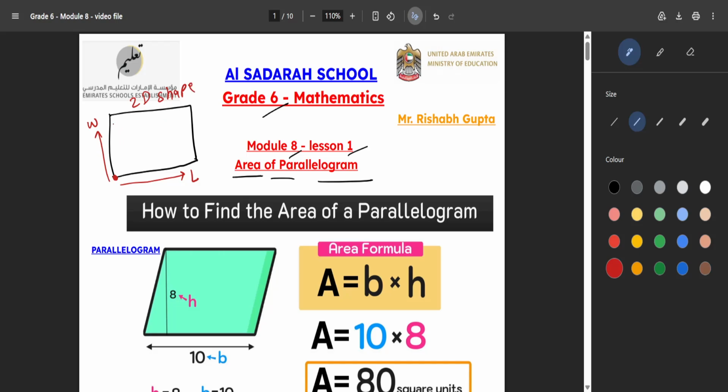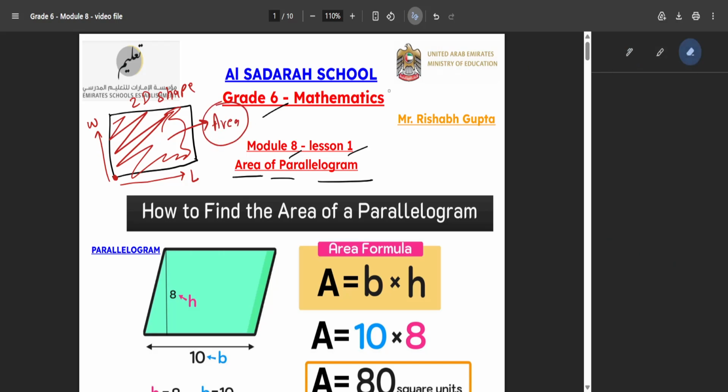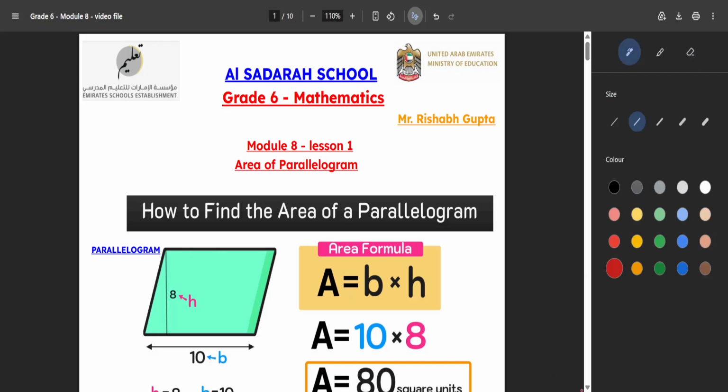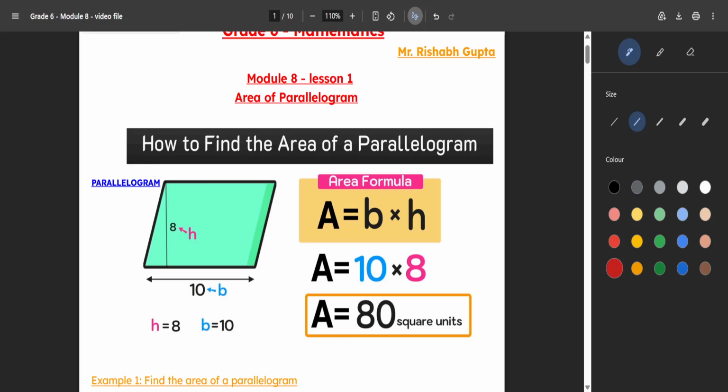So check inside the rectangle, I have some empty space. Correct. So the space inside any 2D shape is known as area. So in this lesson we will talk about 2D shapes and their area. Area means the empty space inside the 2D shapes. The first 2D shape that we are going to study is a parallelogram.